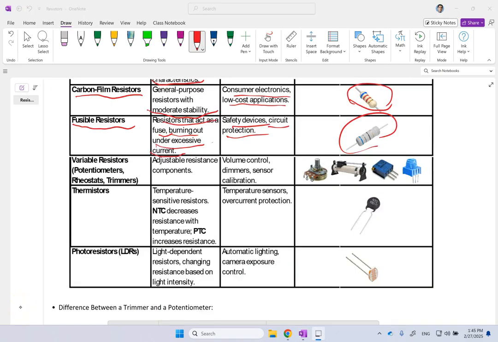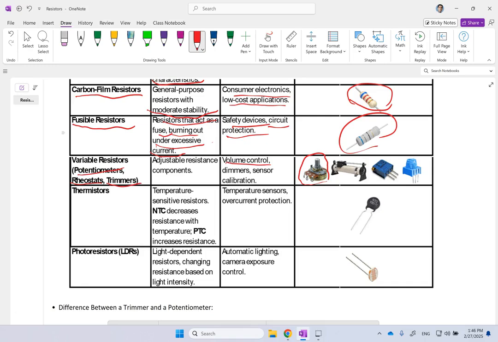Then we have the category of the ones that are variable. Either we manually change them or they change based on a parameter. So the ones that we change are like potentiometers, rheostats, and trimmers. Potentiometers, or you might call them pots or volumes, are the ones that you see in lots of different devices. So whenever you use a volume control or something, many of the dials that you have around you in your cars, everywhere, they are mostly a potentiometer, okay?